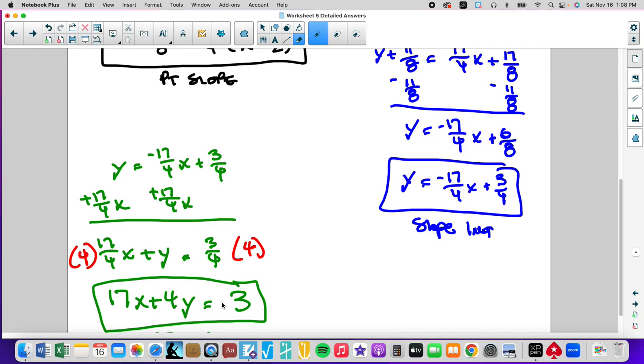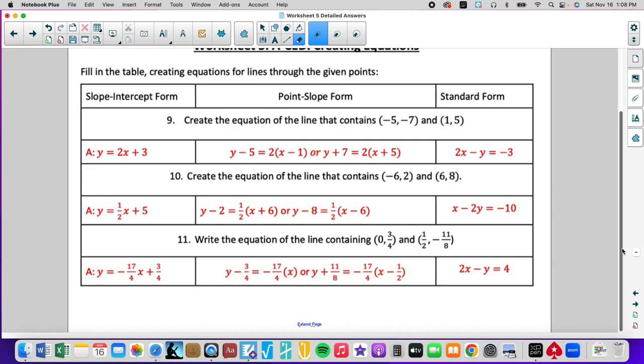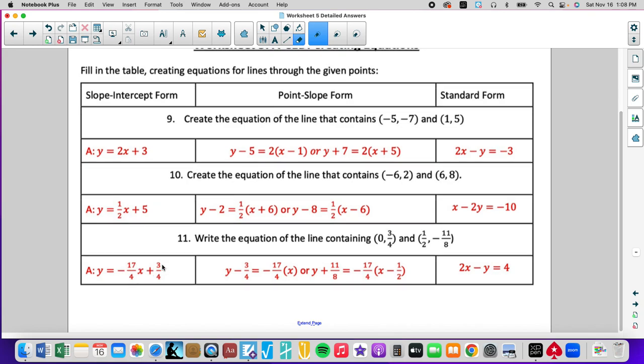Well, did they get negative 17/4 and 3/4? Negative 17/4 and 3/4. Yeah.